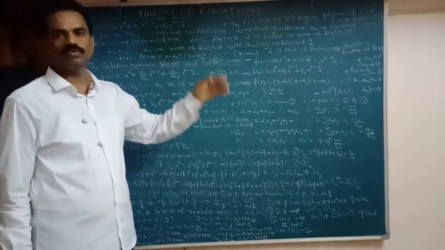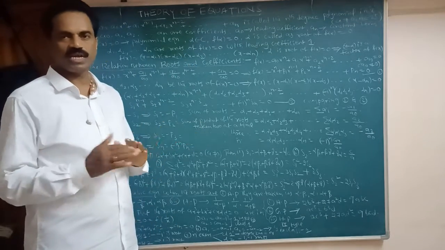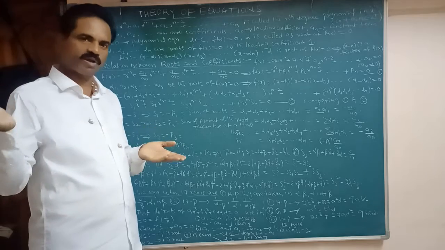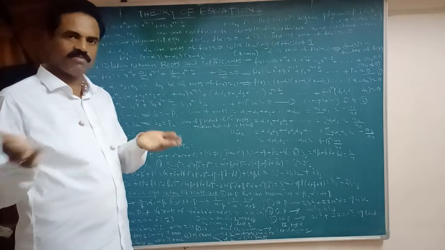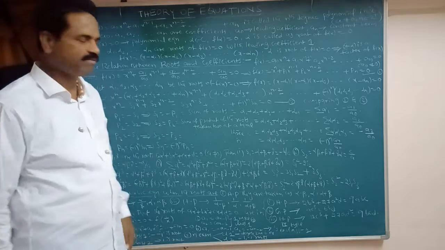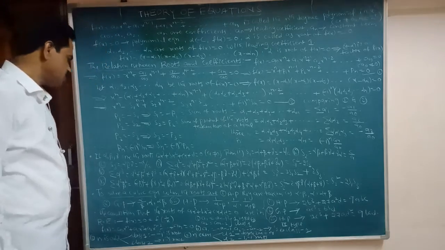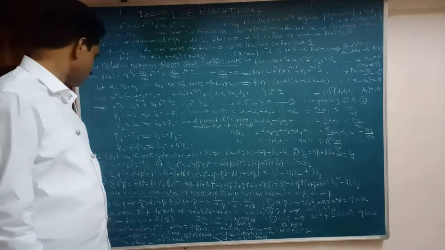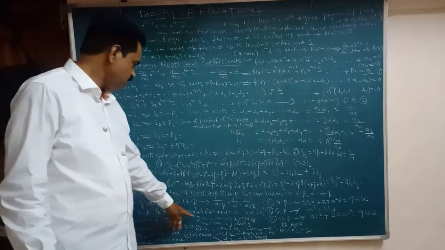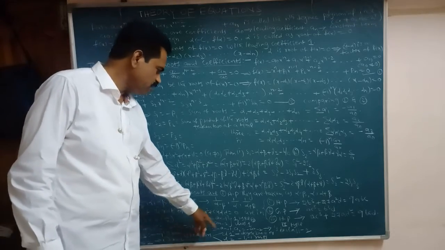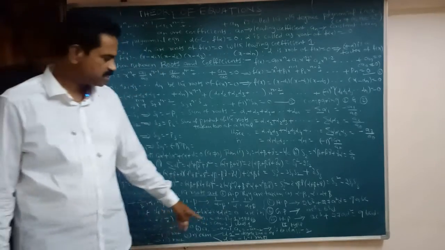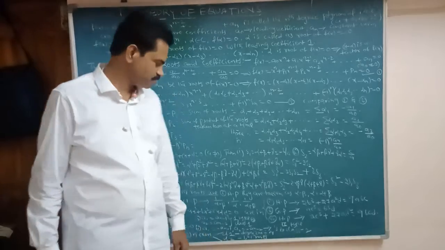Next, a2 equals an minus 2. So if the first term equals the last term, the second term equals the second term from last, and the third term equals the third term from last, then it is called the first type, or class 1. Here a1 equals an minus 1, a2 equals an minus 2, and so on.